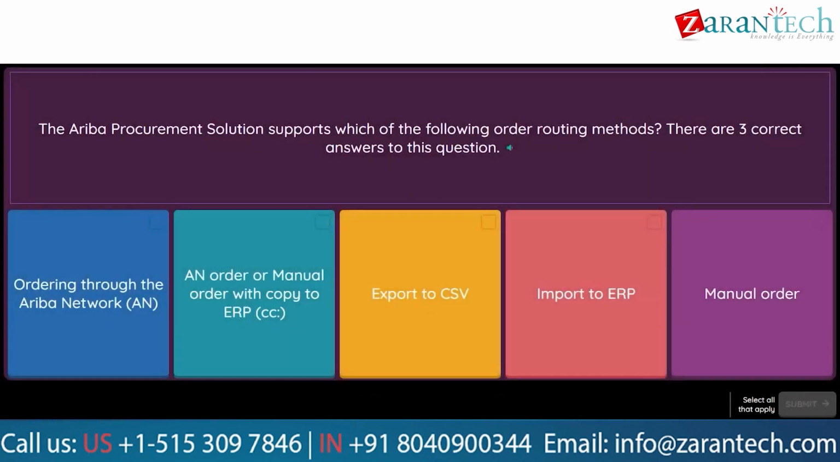Question: the Ariba Procurement solution supports which of the following order routing methods? There are 3 correct answers to this question. Option 1, ordering through the Ariba Network, and Option 2, an order or manual order with copy to ERP, CC. Option 3, export to CSV. Option 4, import to ERP. Option 5, manual order.